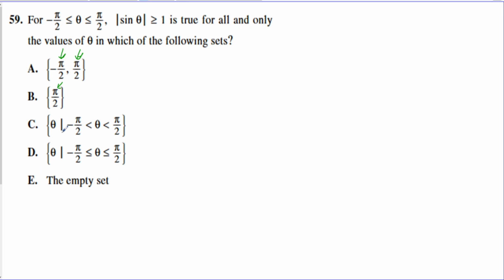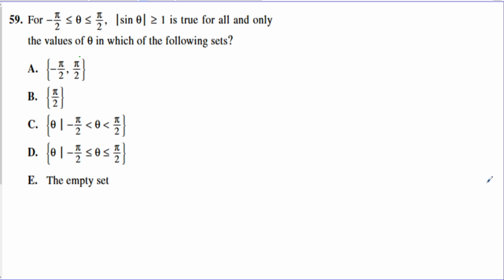And then once I get down to C or D, we're saying everything that starts at negative pi over 2 and ends at pi over 2, but not including them because I don't have the greater than or equal to, less than or equal to symbols. This is the same thing, but including those end values. The empty set means literally nothing works. I can't put anything in the list. So we have 5 options here. 2 of them are a whole range of values. 2 of them are just specific numbers, and the last one is actually saying nothing works.